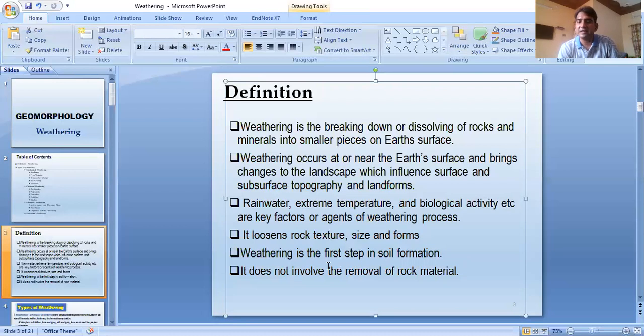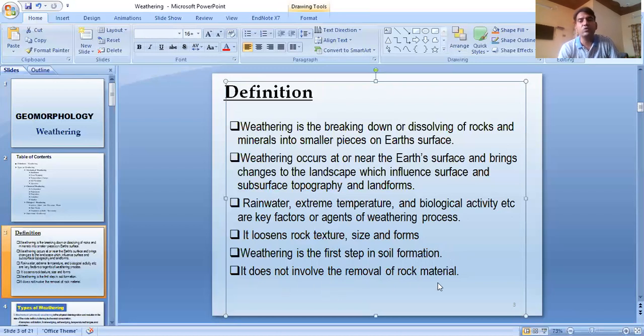Weathering is the first step in soil formation. If you are a student of agriculture or farming or soil, you must know that the first step in soil formation is weathering. When any rock starts to dissolve or disintegrate or break down, this is the first step of making soil. So the first stage of soil formation is weathering.